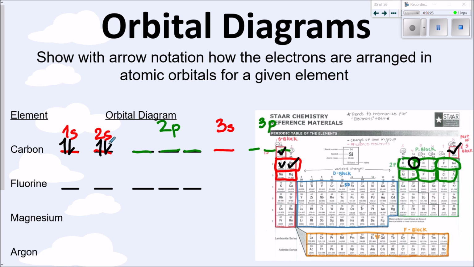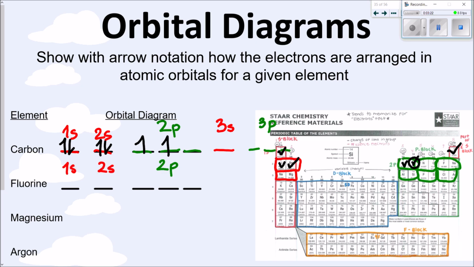Then when we get to 2p, that will be 2p2 for carbon. So the first electron will go into the first orbital, and the second electron will go into its own orbital. Electrons prefer to be in their own orbital unless they have no choice but to fill up. And that's the orbital diagram for carbon because it stops at 2p2.